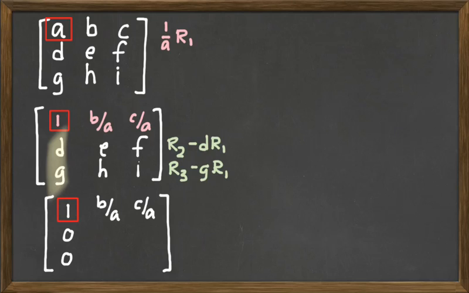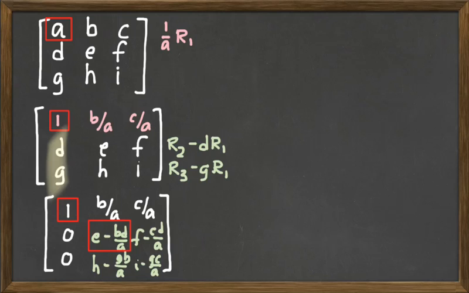Now things start to look a little messier, because in that second row I'm going to have e minus bd over a, followed by f minus cd over a. And in the last row, h minus gb over a, and then i minus gc over a. Ugh. Well, after all that work, at least we've seen our second pivot position now.